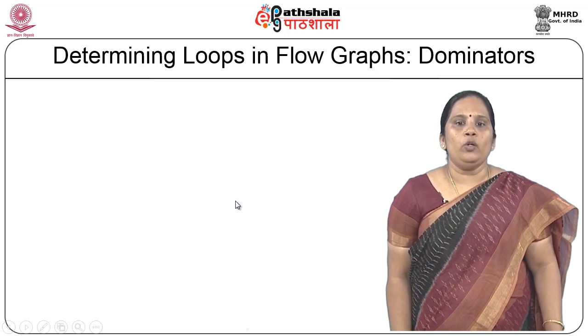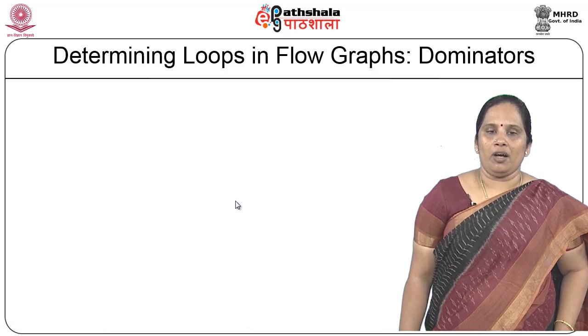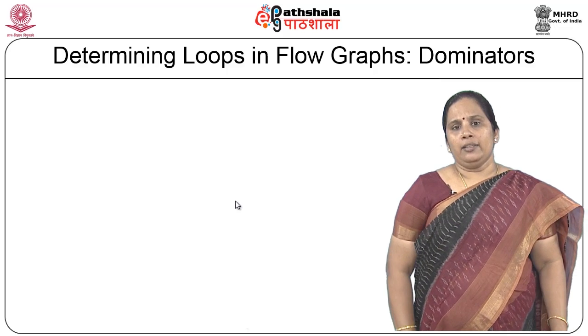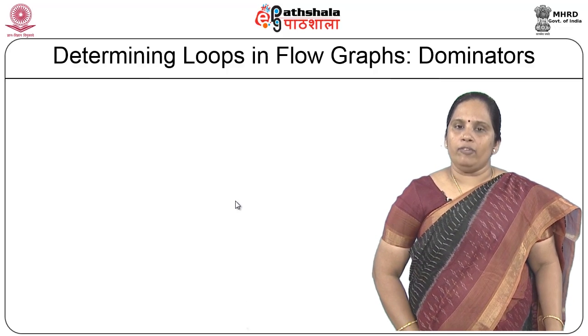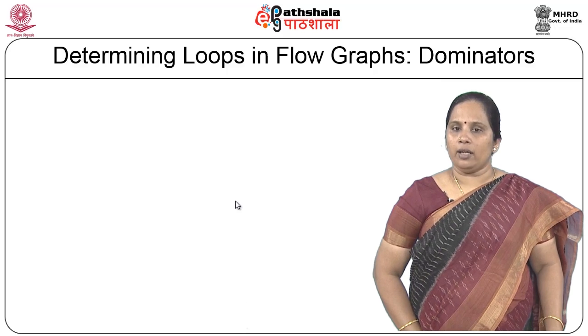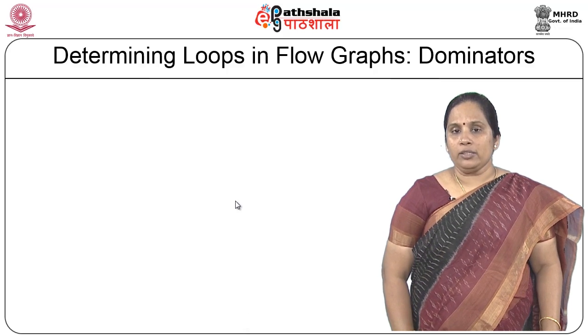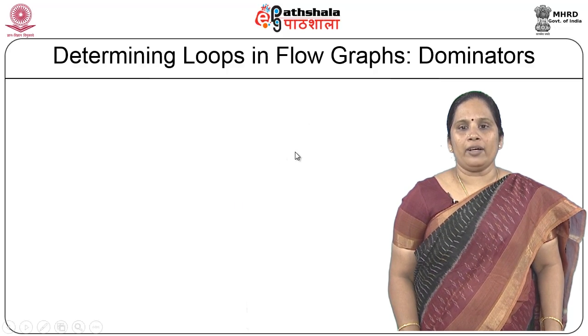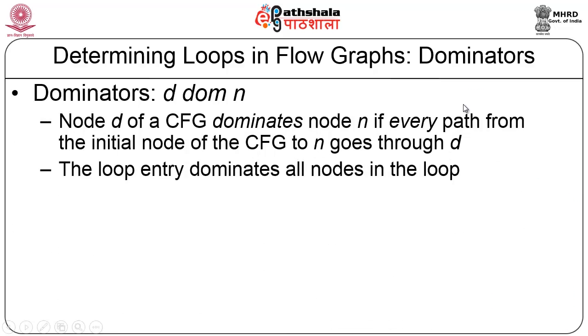Now to determine the loops in flow graphs, you have a concept called dominators. Why should we do all these things? These are part of the flow analysis, data flow analysis and control flow analysis, which are the next optimization that is possible for any particular piece of code. So we have to construct what is called dominator information.